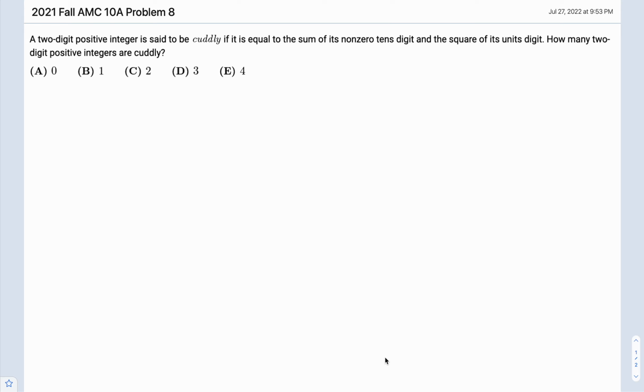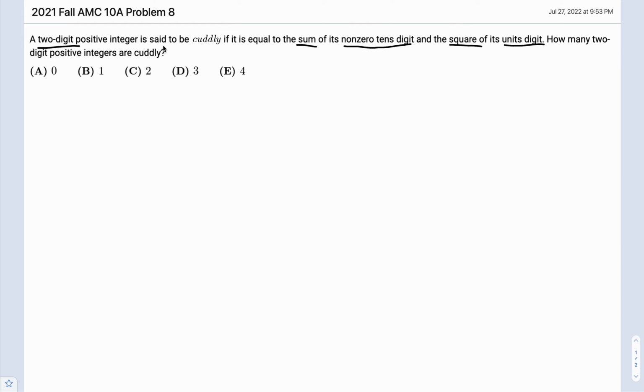So this is problem 8 of the 2021 Fall AMC 10A. Alright, let's get started. A two-digit positive integer is said to be cuddly if it is equal to the sum of its non-zero tens digit and the square of its units digit. How many two-digit positive integers are cuddly?